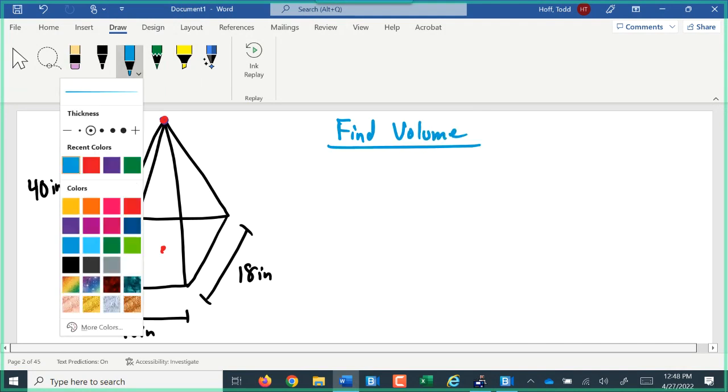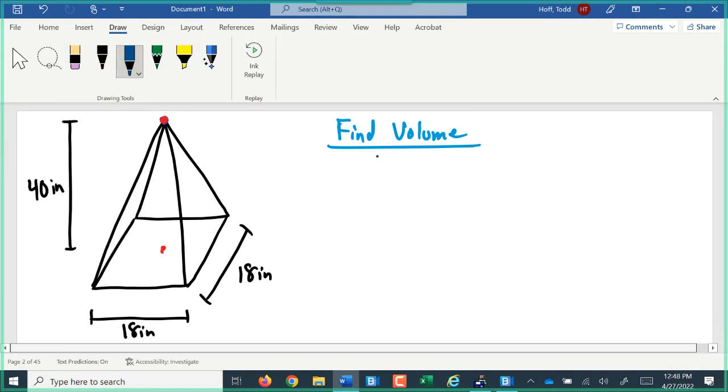So to find volume, what did we start with when we were finding the volume of our other shapes? Started with the base. Area of the base. Guess what? We're going to start with the area of the base here too. How do we find the area of this base? 18 times 18. The square, 18 inches times 18 inches, otherwise known as 324 square inches.